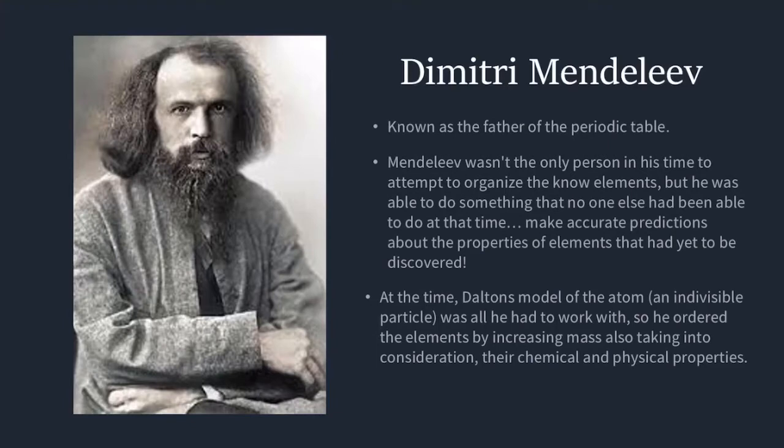was Dalton's model of the atom. And so remember that is that indivisible particle. We did not know about electrons. We didn't know about the nucleus of an atom. We thought atoms were just these solid spheres of matter that were indivisible. And so Mendeleev, when he began organizing his elements, he began ordering them according to their atomic masses.